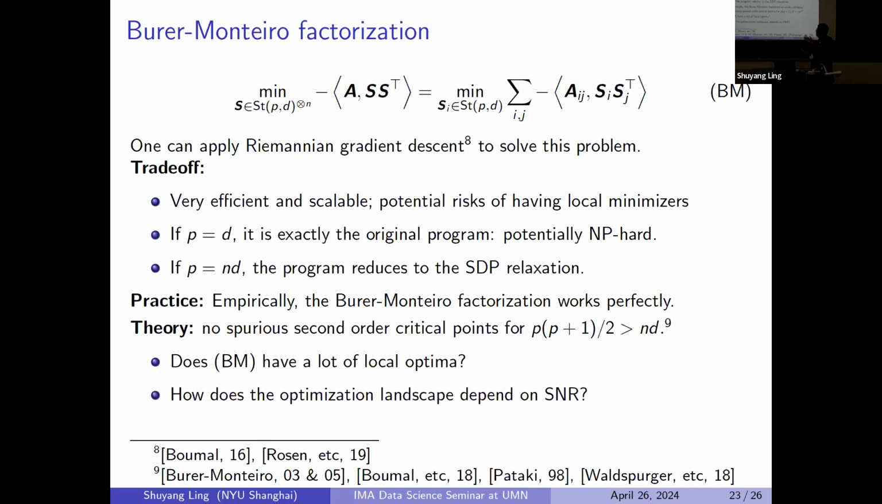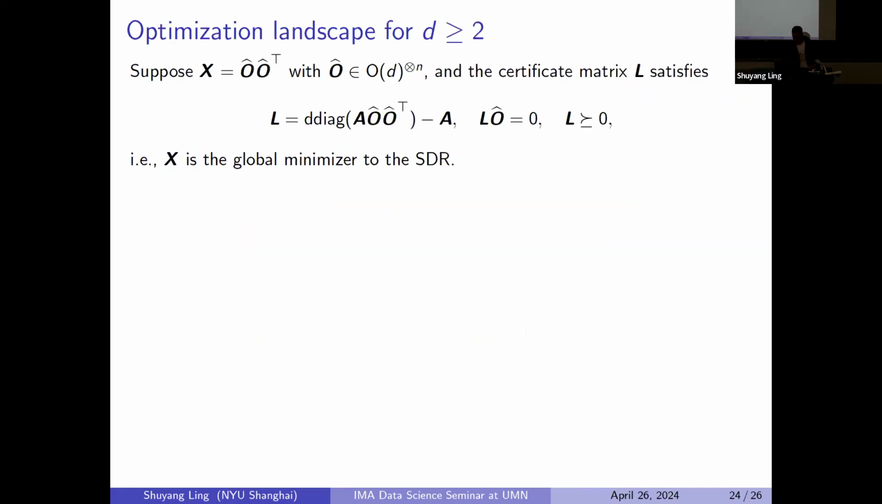What if you have structured data? Still we have a similar result. We assume here d is greater than or equal to 2, because d equal to 1 will be the first part of my talk. And also we assume the SDP is tight. At least for some cases we can show that it's tight. For example, X is equal to O hat times O hat transpose, so O hat is a rank d matrix. And then I also write down this certificate matrix, and assume that it's positive semidefinite.